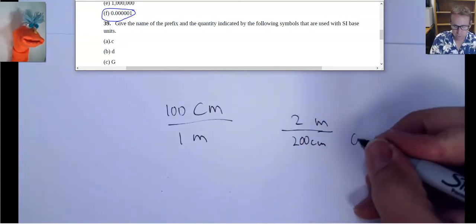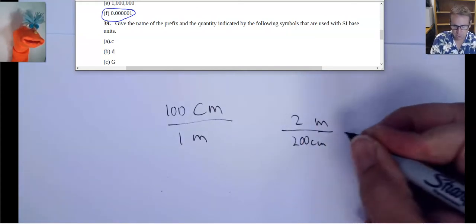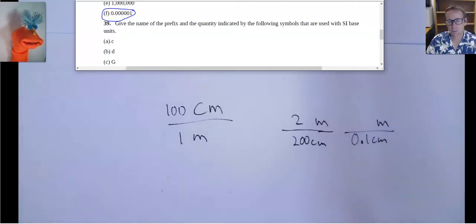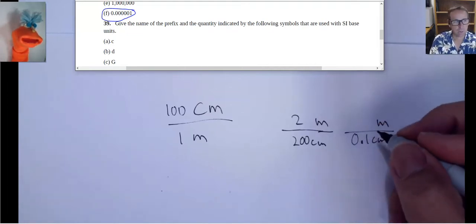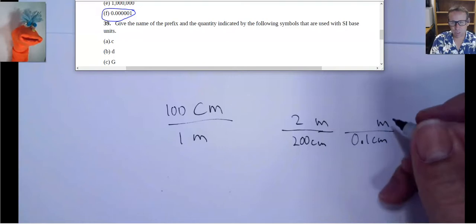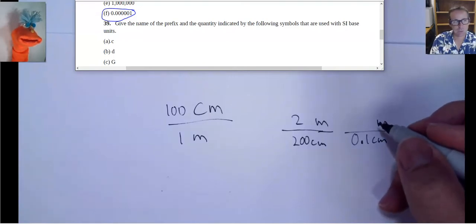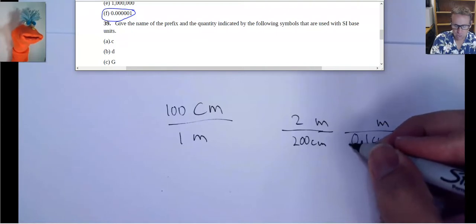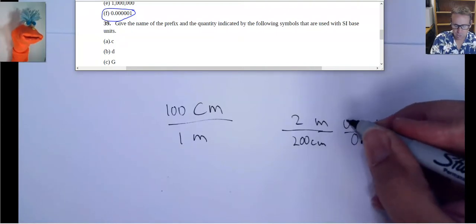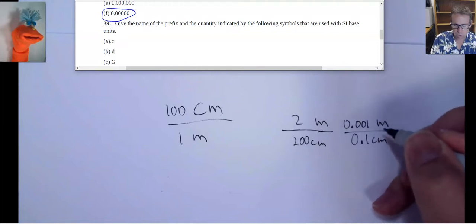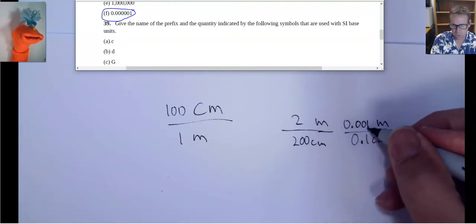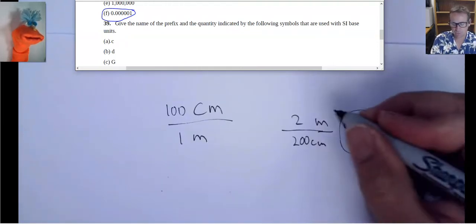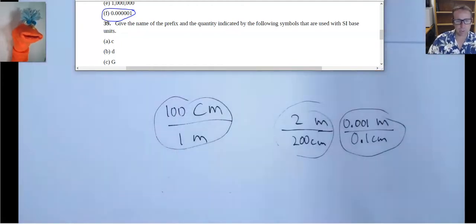If I have 0.1 centimeters, how many meters is that? Is that 10 meters? Oh, no, that can't be right. Right. 10 meters would be way too big, right? So you have to move the decimal place over twice? You have to move it over twice. 1, 2, like that. So it's 0.001 meters. Okay, those are 3 conversion factors there.